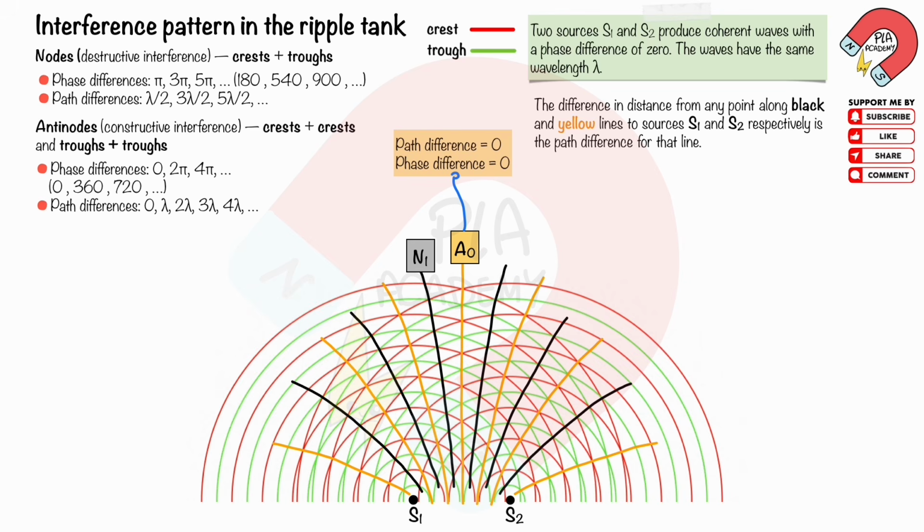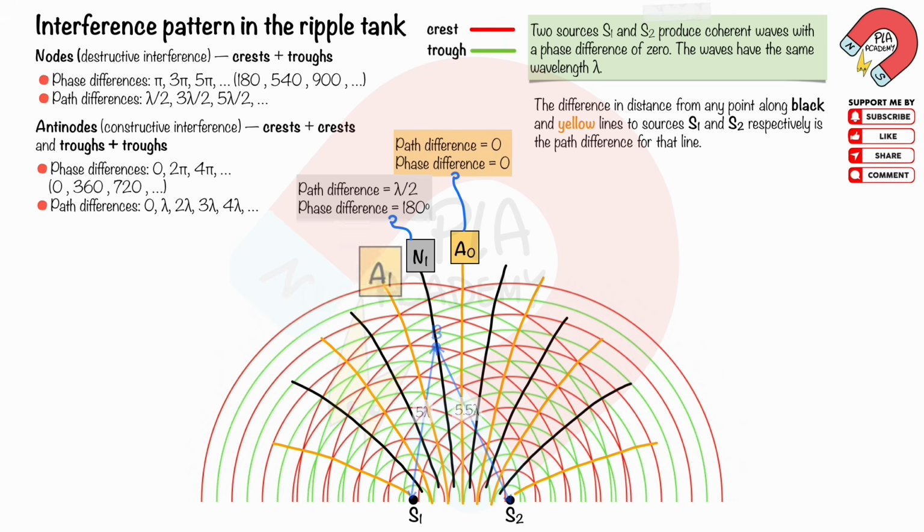The next black line on the left marks the first-order node N1. At this node, the path difference is half a wavelength and the phase difference is 180 degrees. This means that the difference in distance from any point on this line to the two sources, S1 and S2, is half a wavelength. For example, at point B on this line, the distance S1 to B is 5 lambda, and the distance S2 to B is 5.5 lambda.